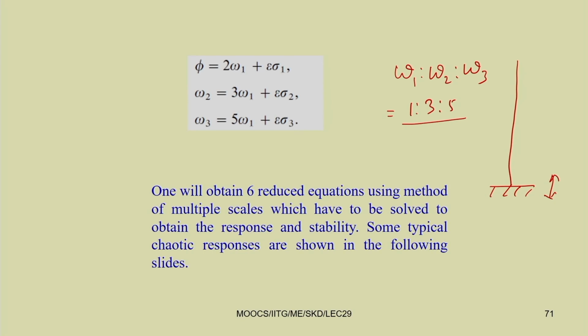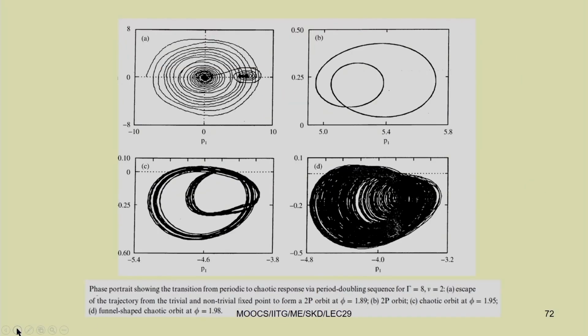One will obtain 6 reduced equations using the method of multiple scales, which have to be solved to obtain the response and stability. Some typical chaotic responses are shown in the following slides. Here we are showing only some very typical chaotic orbits. You can see the transition from the periodic to chaotic response via a period doubling sequence. Initially we have a periodic response, then it becomes period doubling, then the period doubling route to chaos.